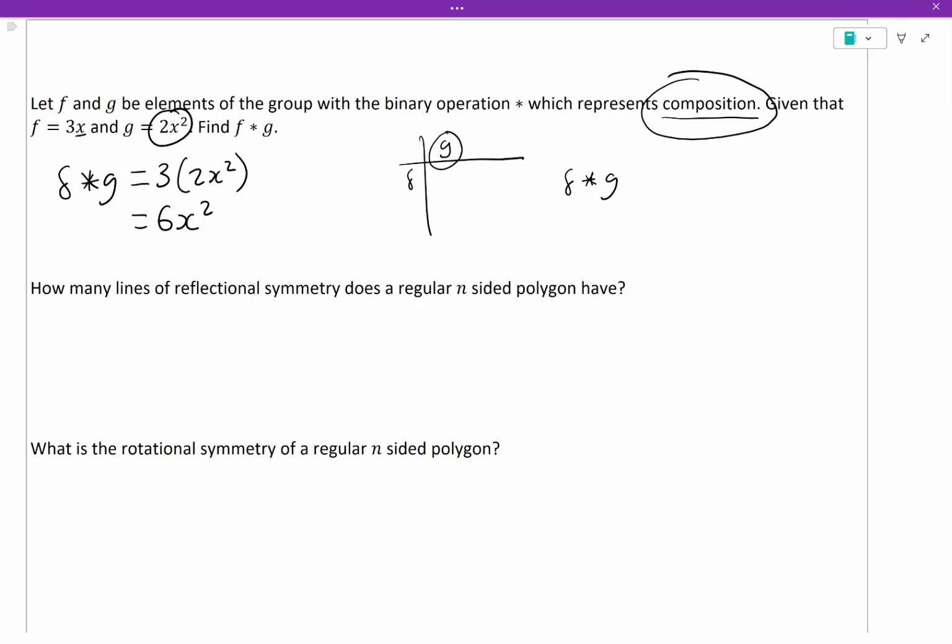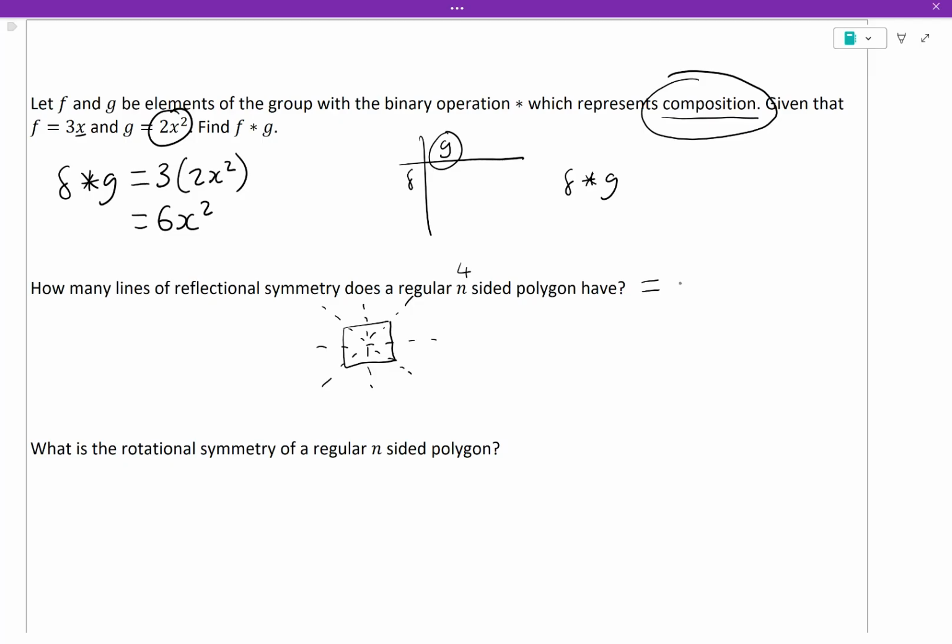Okay, next question's about shape. So how many lines of reflectional symmetry does a regular n-sided polygon have? So what do I mean by a regular n-sided polygon? Well, if we considered a regular 4-sided polygon, that would be a square. So I've got my square drawn here, and it's essentially asking how many lines of symmetry does our square have? Well, you got one here, another one here, another one here, and then another one here. So we have 4 in total, and if you tried it for a regular pentagon, we'd have 5, or for an equilateral triangle, we'd have 3.